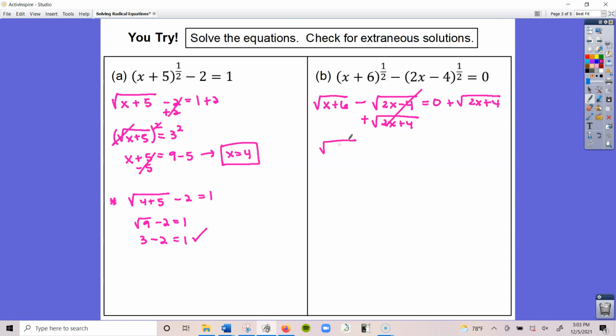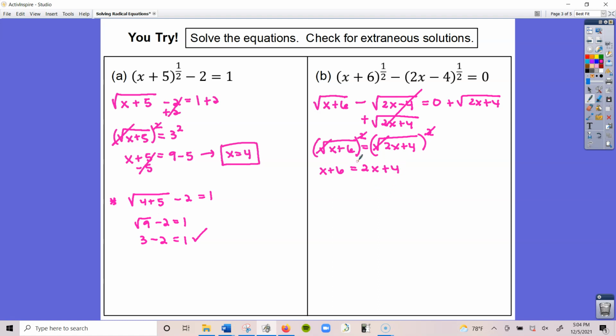So I get the square root of x plus 6 is equal to the square root of 2x plus 4. Like this, when I square both sides, both of those radicals are going to cancel. So this cancels with this, and I get x plus 6 is equal to, and over here, same thing, the radical cancels with the exponent, so it equals 2x plus 4. Now I can solve for x.